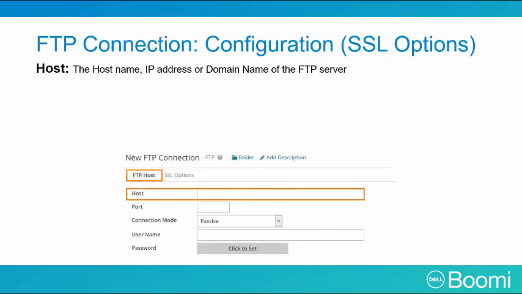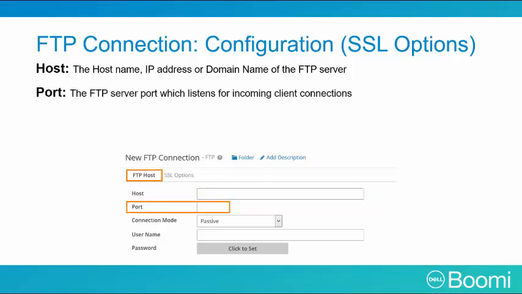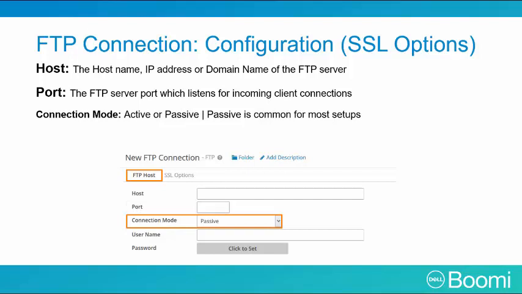The host is the host name, the IP address, or the domain name of the FTP server where the FTP application exists. In our case, it's ftp.boomi.com. Port is the FTP server port, which listens for incoming client connections. The default port is 21. The connection mode is active or passive. This is how the FTP client initiates both connections to the server, solving the problem of firewalls filtering the incoming data port connection from the server. Passive is commonly used.